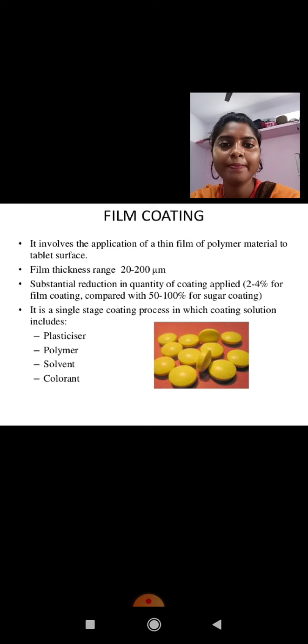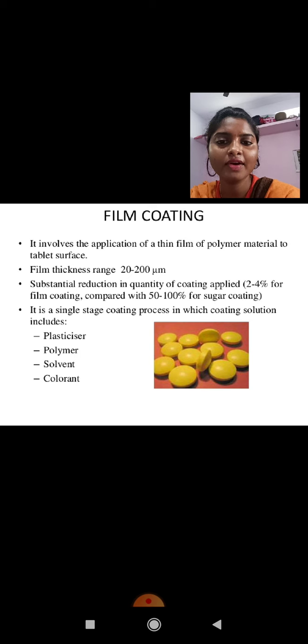Film coating involves the application of a thin film of a polymer material to the tablet surface. Film thickness ranges from 22 to 100 micrometers. There is a substantial reduction in the quantity of coating applied, 2 to 4% for the film coating compared with 50 to 100% for sugar coating. It is a single stage coating process in which coating solutions include plasticizers, polymers, solvent and colorant.